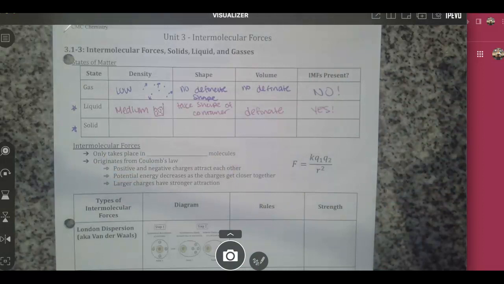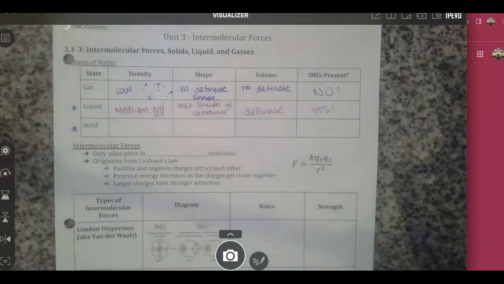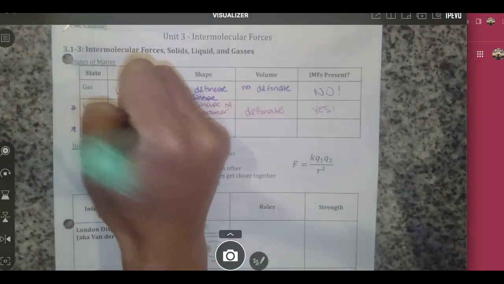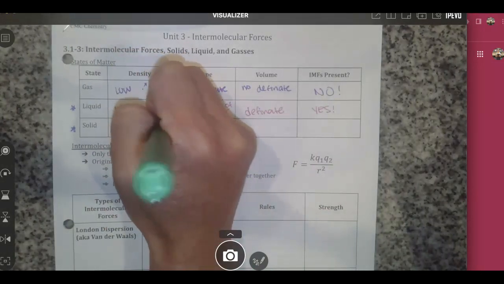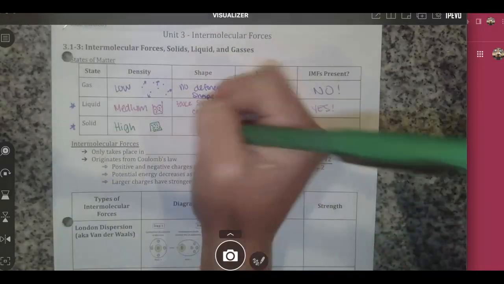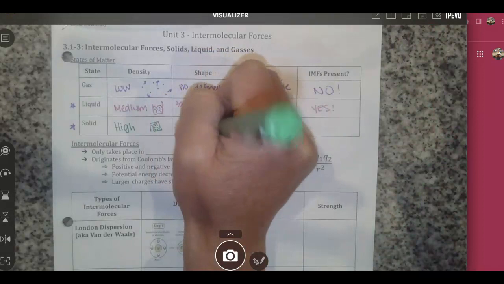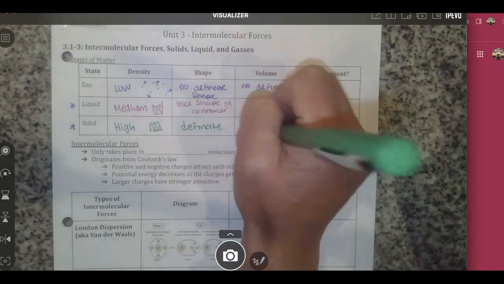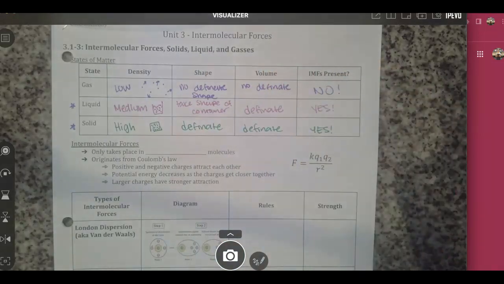And then lastly, there are solids, and our solids, they have the highest density, and they stay in their shape. They don't need a container to hold their shape. There's my solid molecules there. They have a definite shape. And they have a definite volume. And that is because they have strong intermolecular forces.